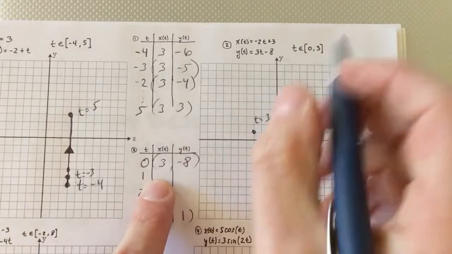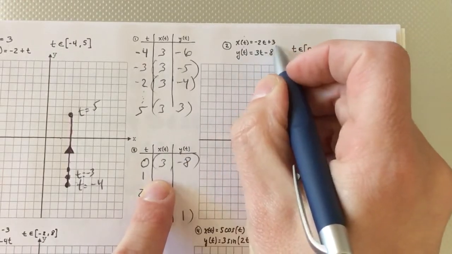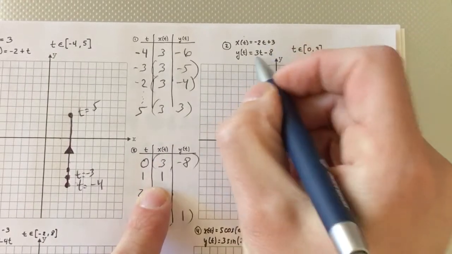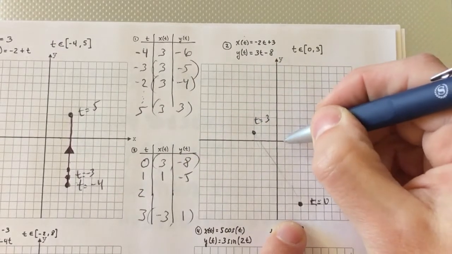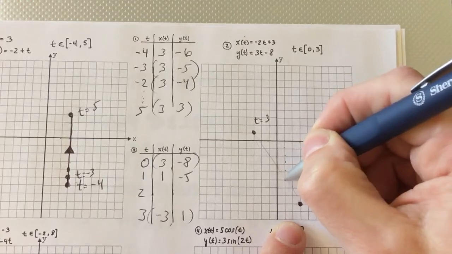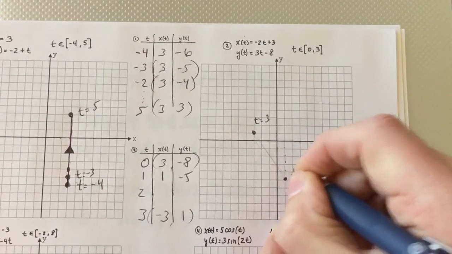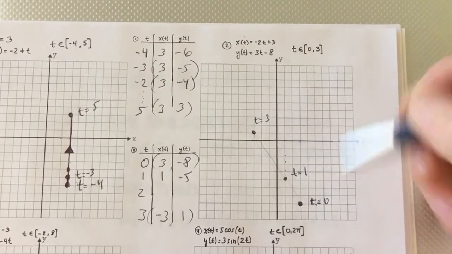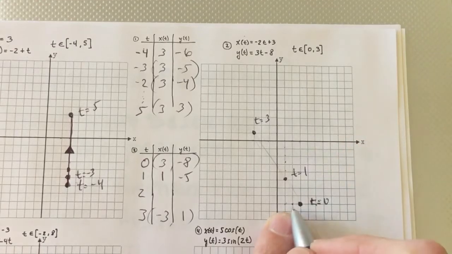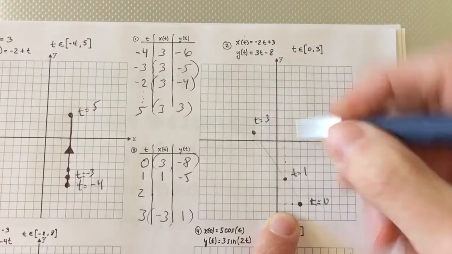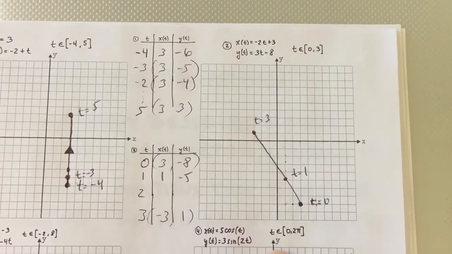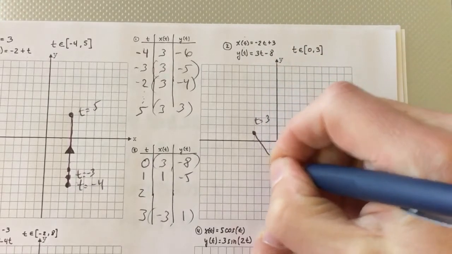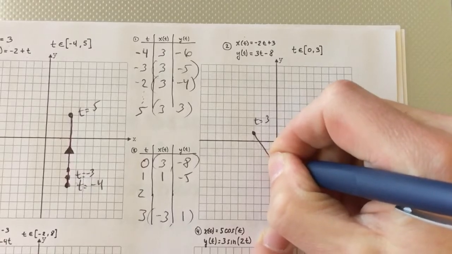T equals 1, just to see it, if t equals 1, we've got -2 plus 3 gets us 1. That'll be 3 minus 8 gets us -5. So 1, 1, 2, 3, 4, 5. There's t equals 1, right on that line. Well, x moved back 2, y moved up 3. And so we've got that. Our direction, I'm putting in an arrow. I've got a direction.